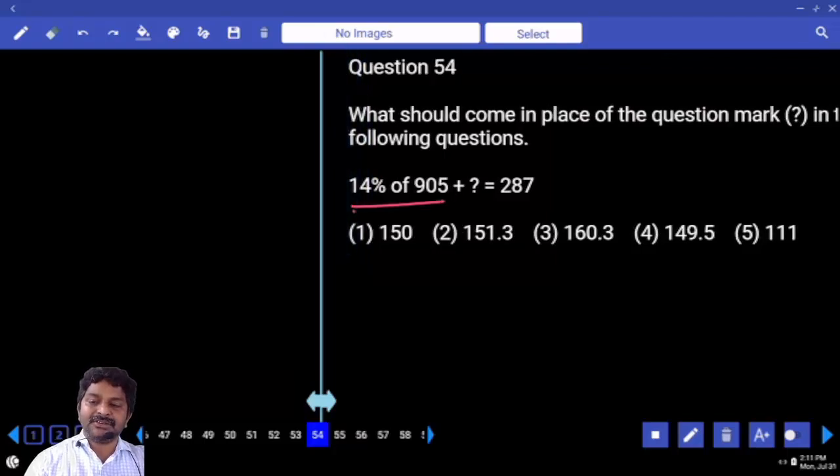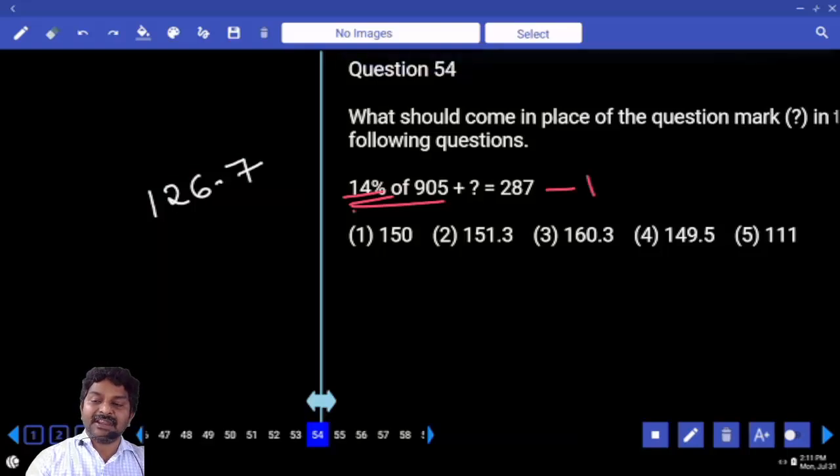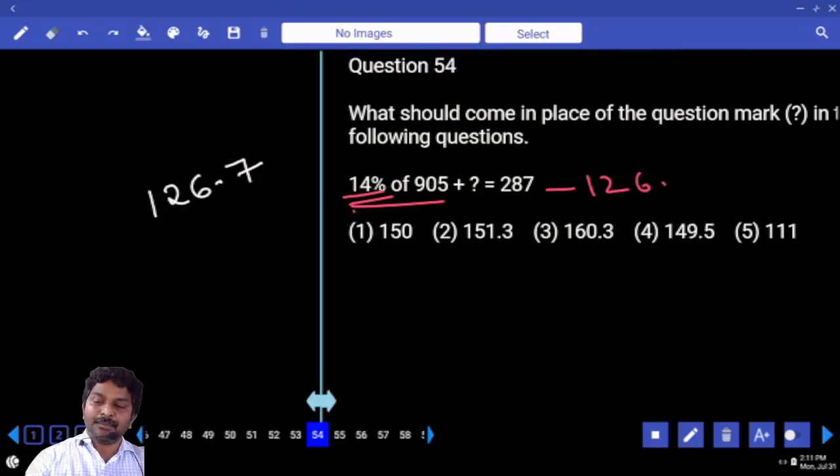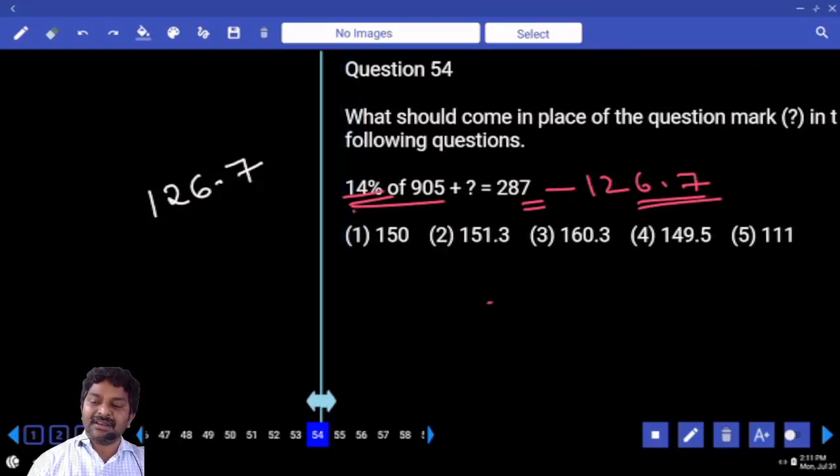14% of 905 should be subtracted from this number only. Can I also treat it as 905% of 14? 900 plus 5%? 900% in the sense 9 times only. What is 9 times? 126. Still you need to add 5%, right? What is 10%? 1.4. 5%? Point 7. If that goes to the right hand side, it becomes 126.7 only. From 7, if you subtract 6.7, the answer must end with 0.3 only.